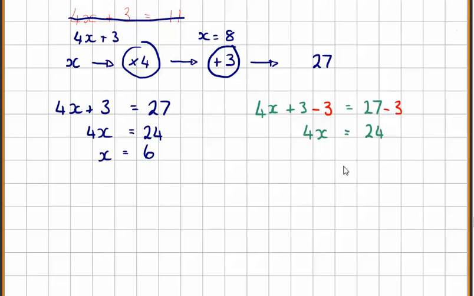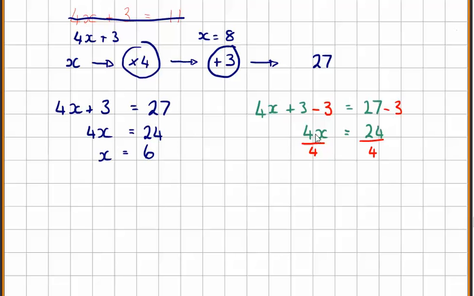When I have 4 lots of something equals 24, how do you actually mathematically find it? In your head, you say 4 times what makes 24, but there's actually a mathematical operation for that, which is 24 divided by 4. Division by 4. So I can divide both sides by 4.